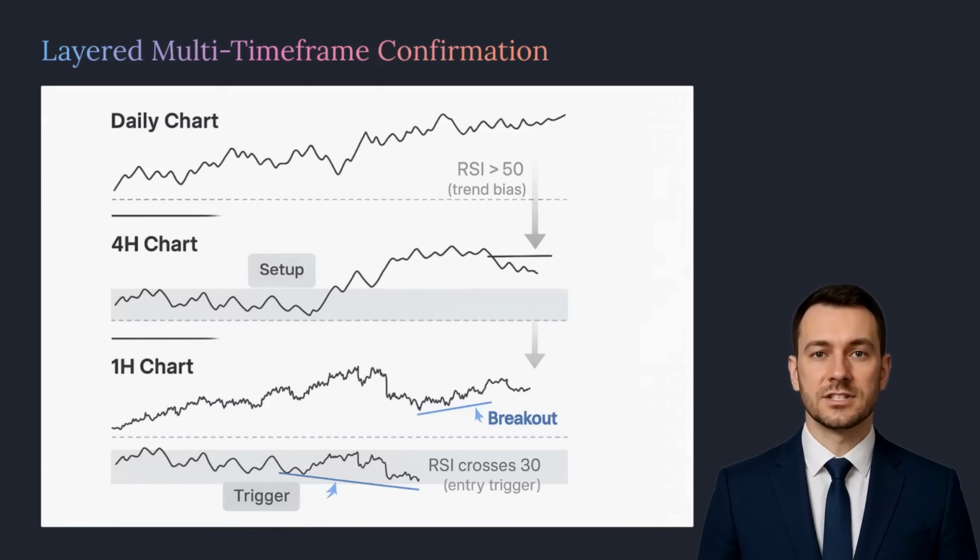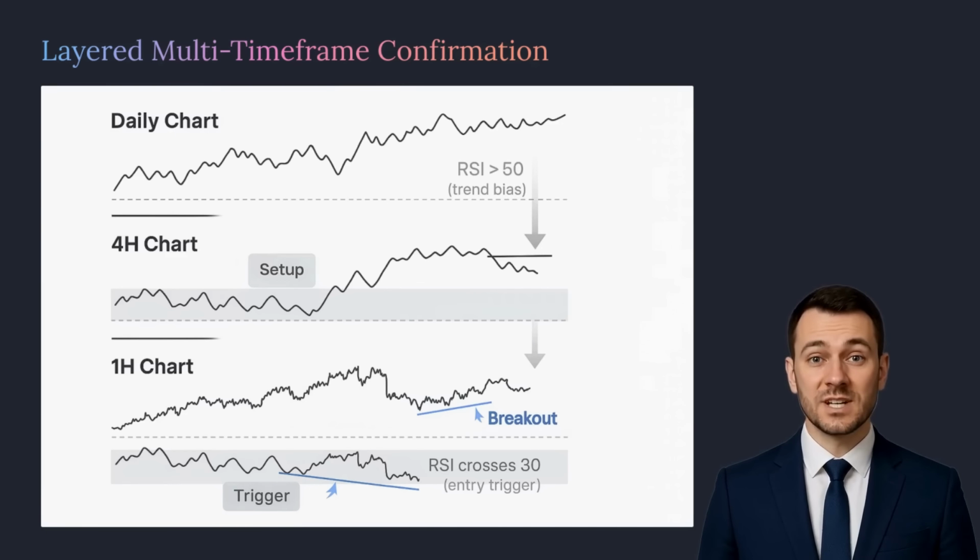Multiple confirmation layers. You can even add a middle time frame for additional confirmation. As an illustration, daily chart, RSI greater than 50, uptrend bias. 4-hour chart, RSI dips to 30-40 and turns up, signaling a setup in an uptrend. 1-hour chart, RSI was oversold and now crosses back above 30 and perhaps shows a bullish divergence or breaks a small trend line. Entry trigger. This layered approach, trend plus setup plus trigger, significantly boosts confidence in the trade.